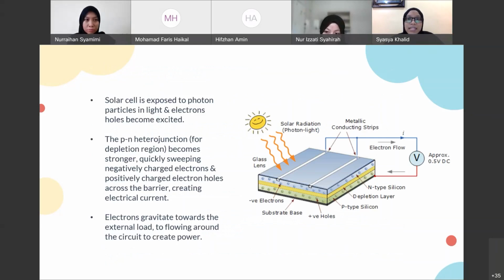From the figure, we can see that the solar cell is exposed to photons in light and electrons and holes become excited. The PN heterojunction's depletion region field becomes stronger, quickly sweeping negatively charged electrons and positively charged holes across the barrier, creating electrical current. Electrons gravitate towards the external load, flowing around the circuit to create power.